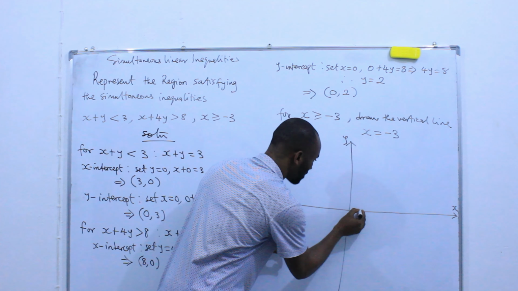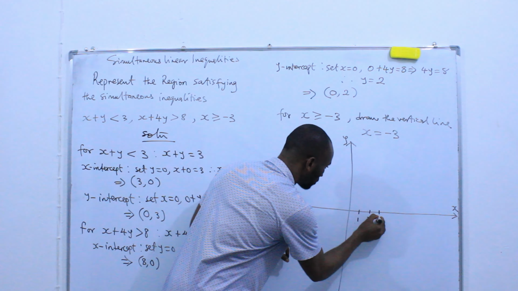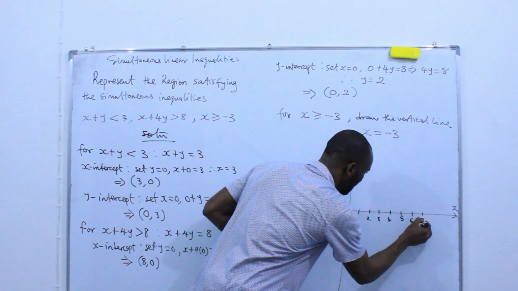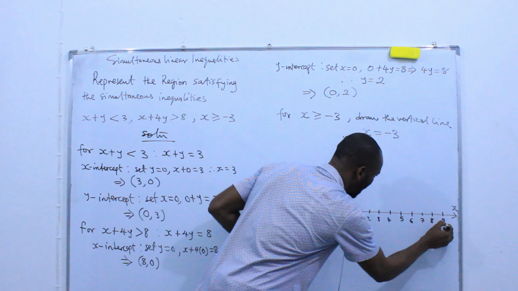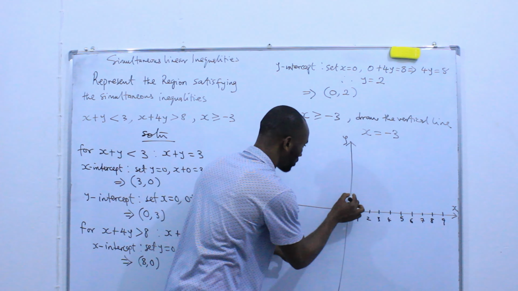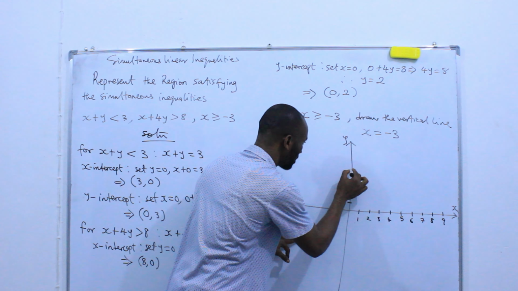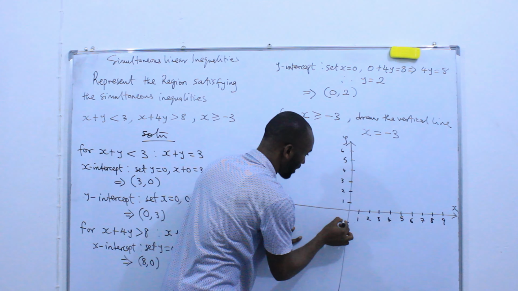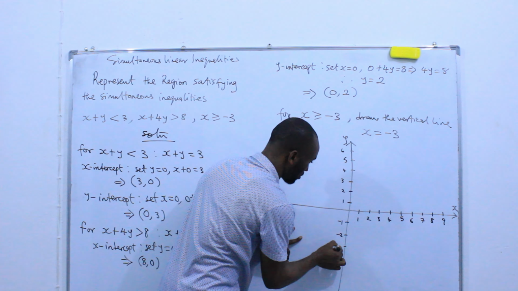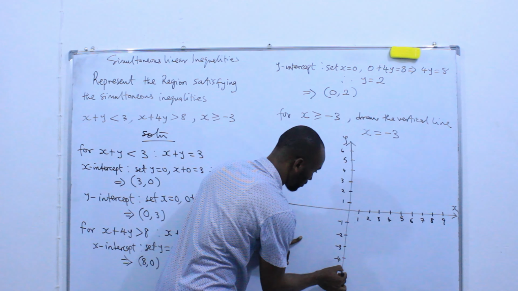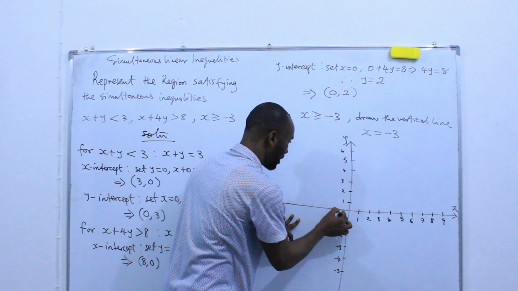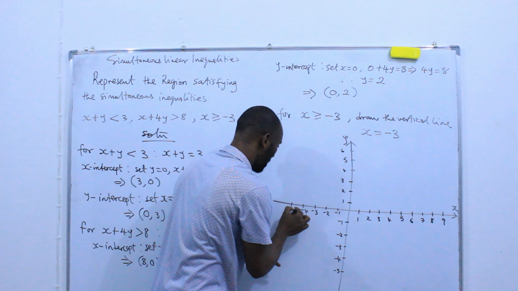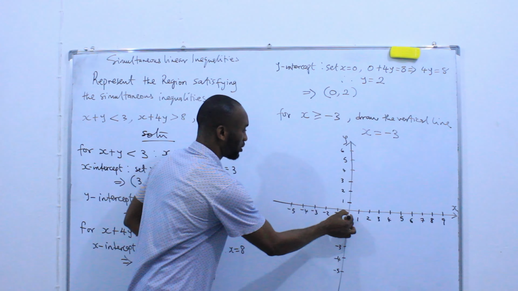I have here 1, 2, 3, 4, 5, 6, 7, 8, 9. Okay, here we have 1, 2, 3, 4, 5, and 6. Minus 1, minus 2, minus 3, minus 4, minus 5. Here is minus 1, minus 2, minus 3, minus 4, and minus 5. Okay, and then we have 0 here.